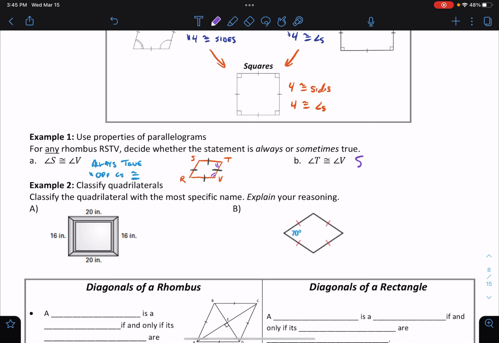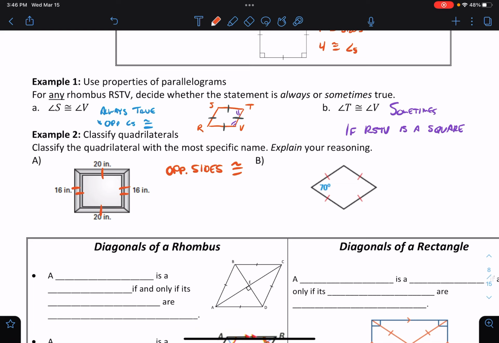So we want to see what the figure tells us. Okay, in example A, we don't want to go off what it looks like, but what it's telling us mathematically. So example A, we see that opposite sides are congruent, right? 20 goes with 20, 16 goes with 16. Is there anything else here? Do we know anything with the angles? Are we told anything else? The answer is no. So even though it looks like a rectangle, mathematically, the most specific that we can say here is a parallelogram.